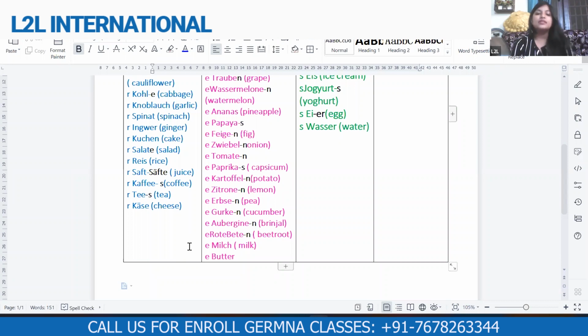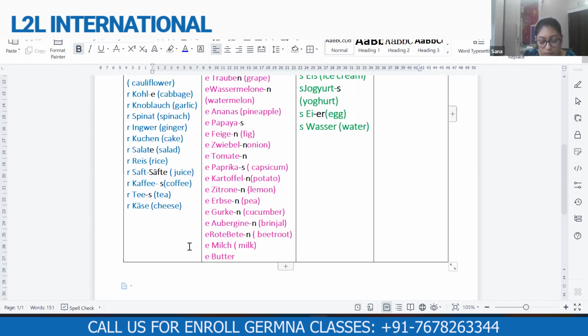Yeah, the last three is Rote Bete. Rote Bete is beetroot. So it changes to Rote Bete, Rote Beten. Milch and Butter, they don't have any plural form. Milch is Milch, Butter is Butter. No change. Okay. Yes or no?